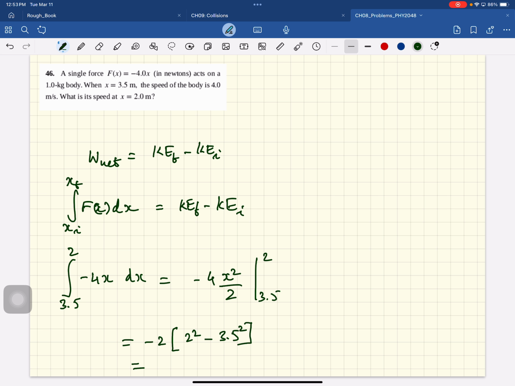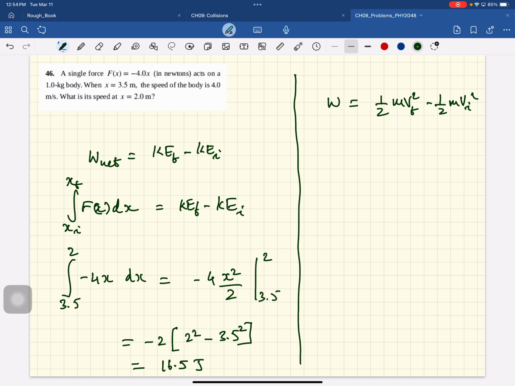So the work done is 16.5 joules. And work done should equal 1/2 mv final square minus 1/2 mv initial square. Mass is 1 kg. V final square minus 4 square.